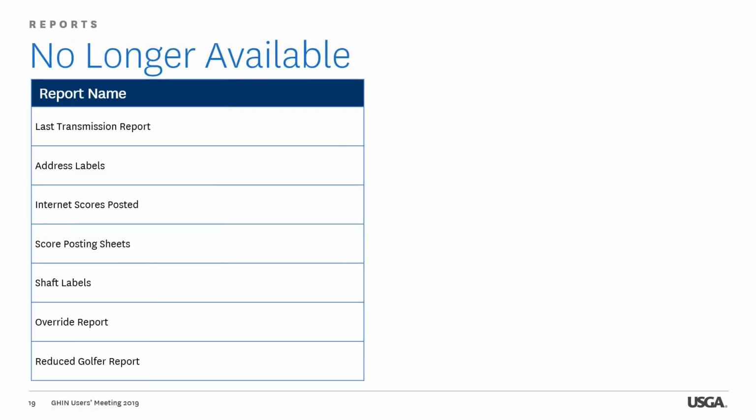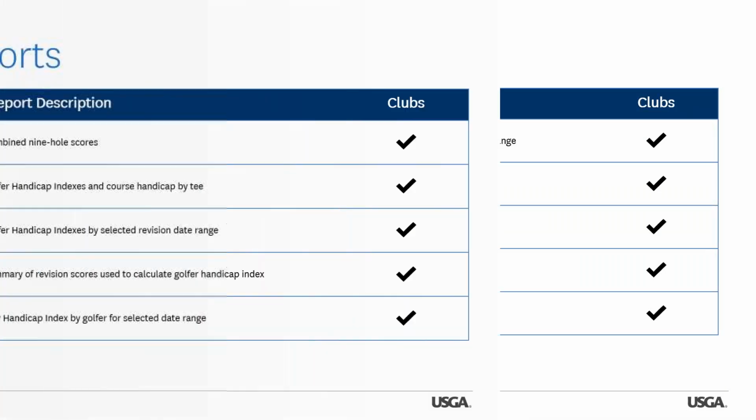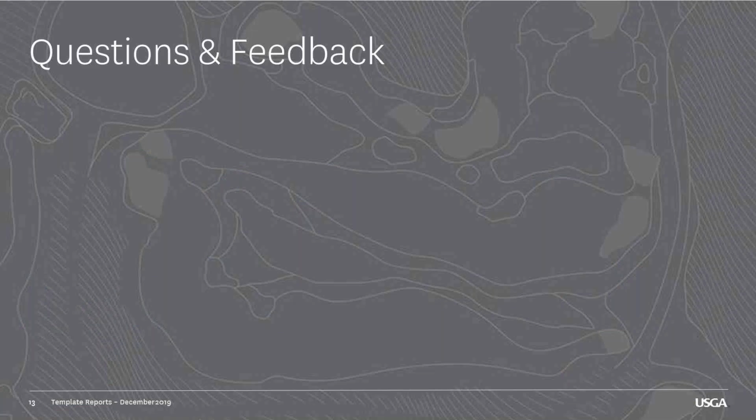It's important to note that we are also no longer supporting the last transmission report, address labels, internet scores posted, score posting sheets, shaft labels, and then the override report and reduced golfer report, because the override and the reduced golfer are going away as part of WHS. So again, I know I went over that quickly, but this will all be sent to you following this presentation so that you can review it as needed. With that, I will go back. I think I've seen a couple additional questions come in, so I'm happy to answer those at this time.